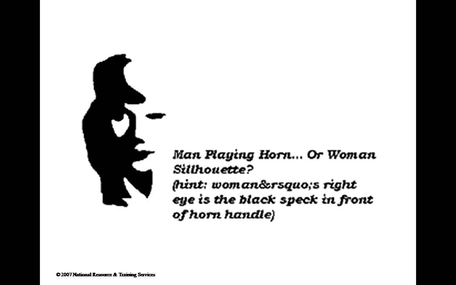Now if you'll tilt your head slightly to the right and just keep tilting your head to the right until you can read the slide, it actually spells out liar, L-I-A-R. A man playing a horn or a woman's silhouette? And you can see that you can see both. In the black, if you simply concentrate on the black, you'll see the silhouette of a man playing a horn. If you concentrate on the white area, you can see the face of a female.